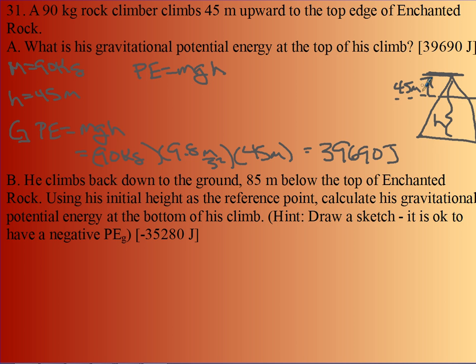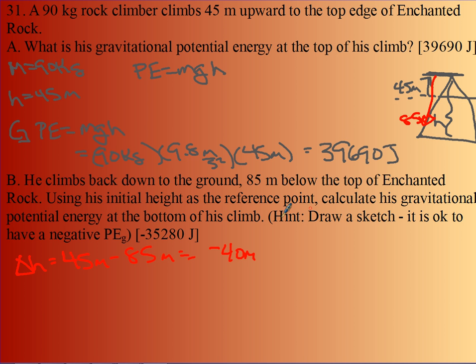And then he goes down. Okay, I'm going to change colors here. And then he goes down 85 meters from the top. So his change in height is going to be, what is it? What's 45 minus 85? He's going to wind up being 40 meters down here. It's going to be plus 45 meters minus 85 meters, or negative 40 meters below his starting point.